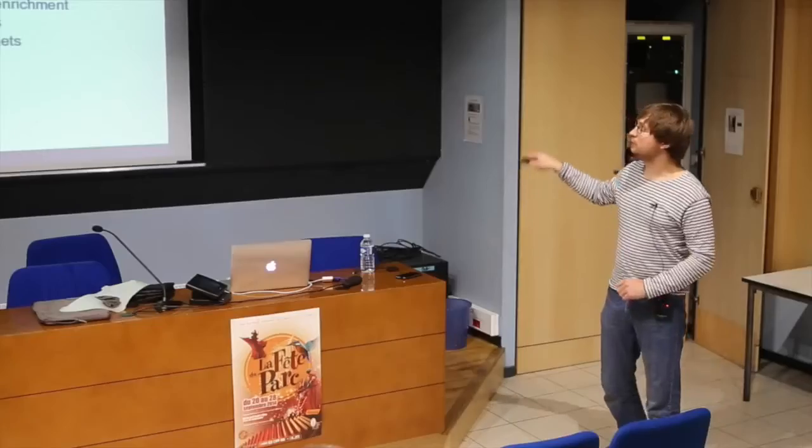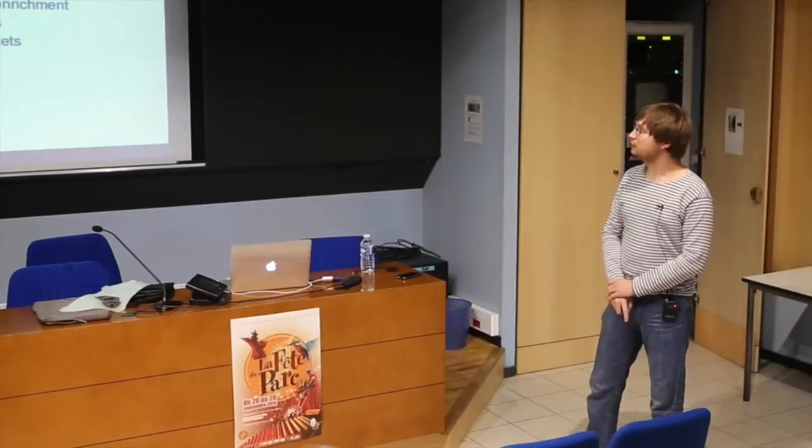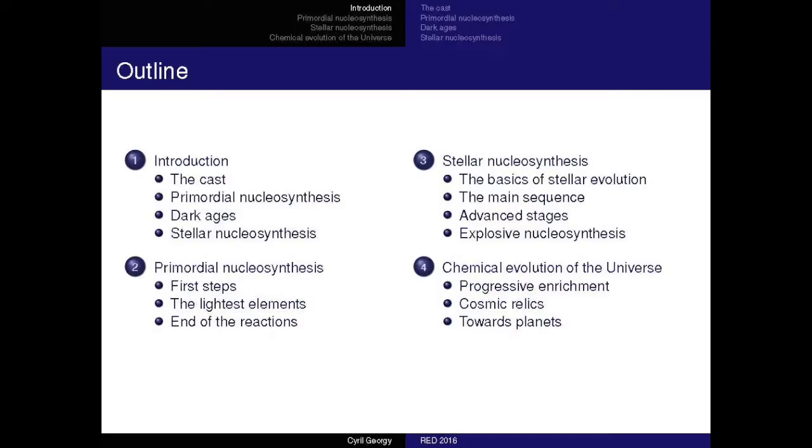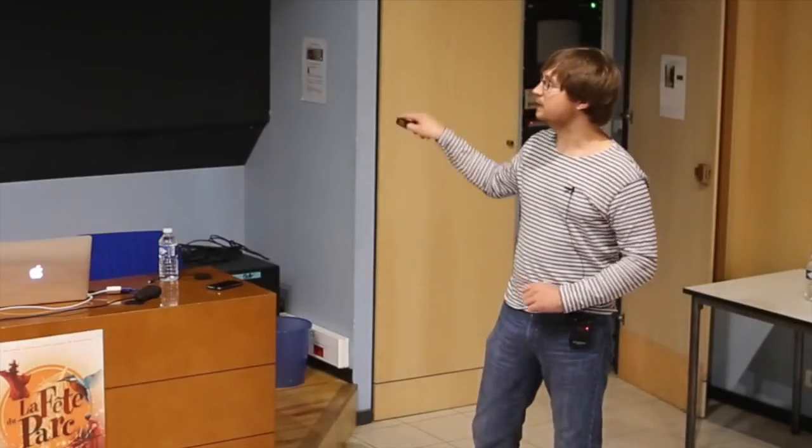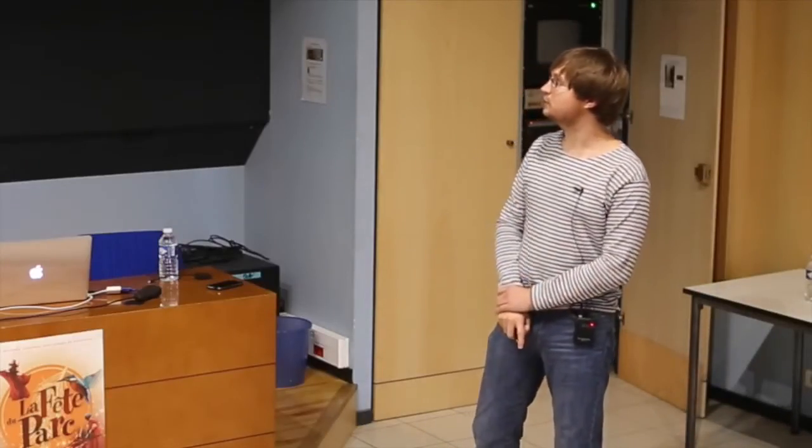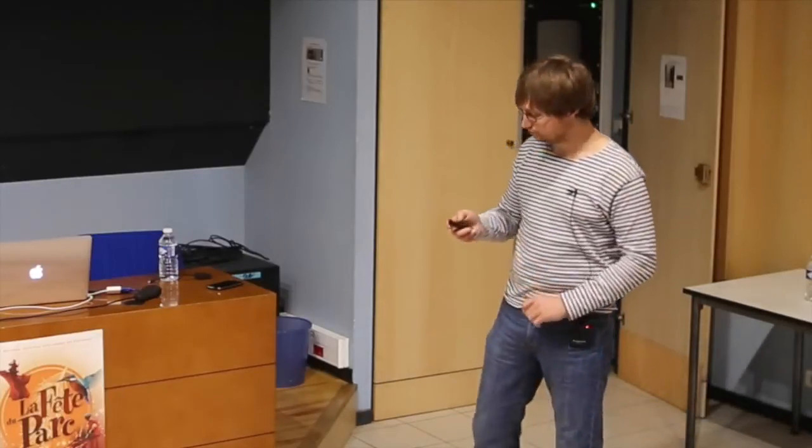And then I will go through three main parts, which are the primordial nucleosynthesis, so basically the nucleosynthesis that happened during the Big Bang. Then stellar nucleosynthesis, so how stars are making other chemical elements, and then how this is mixed to make the universe evolve in terms of chemical composition.